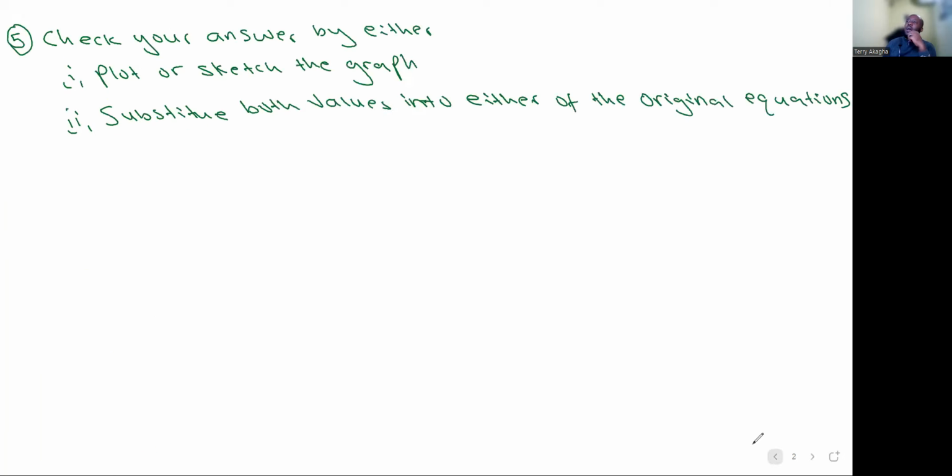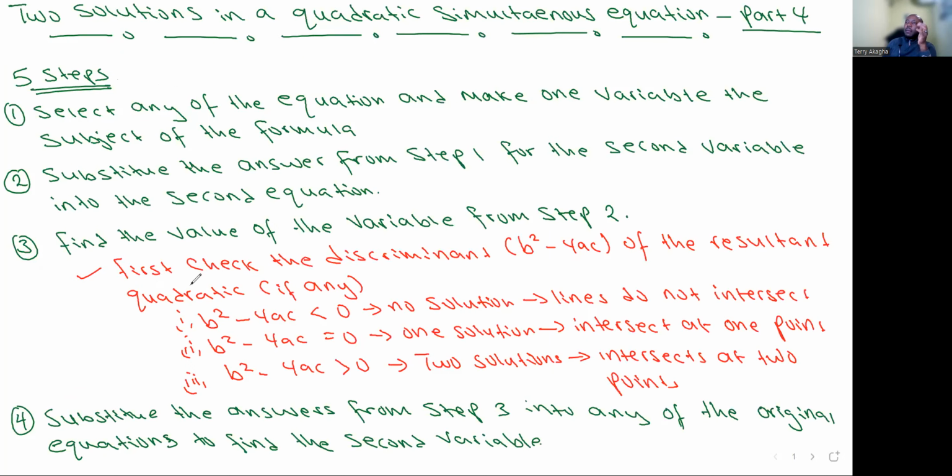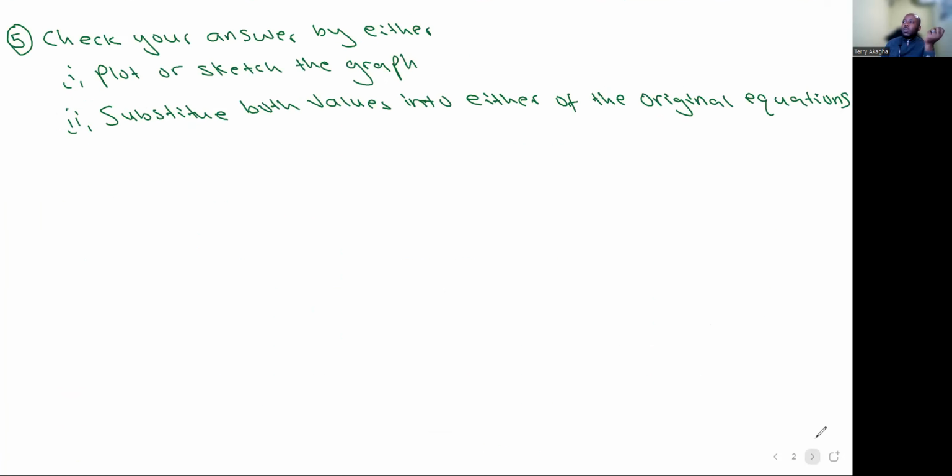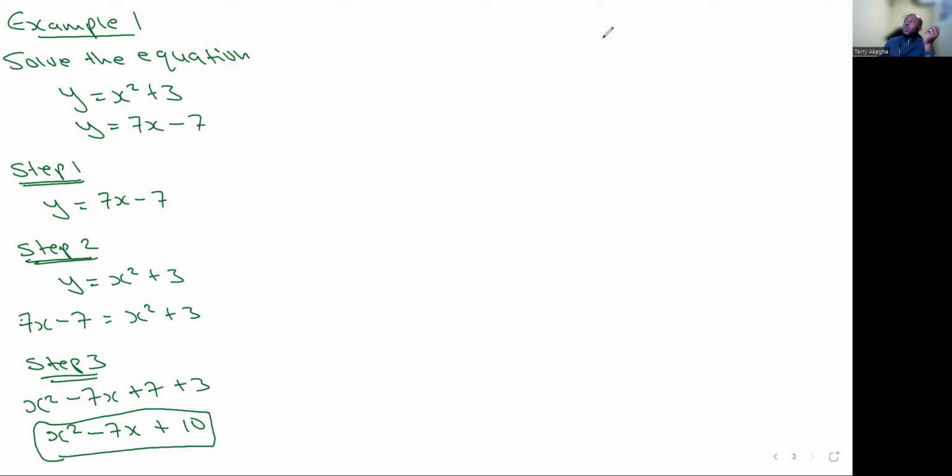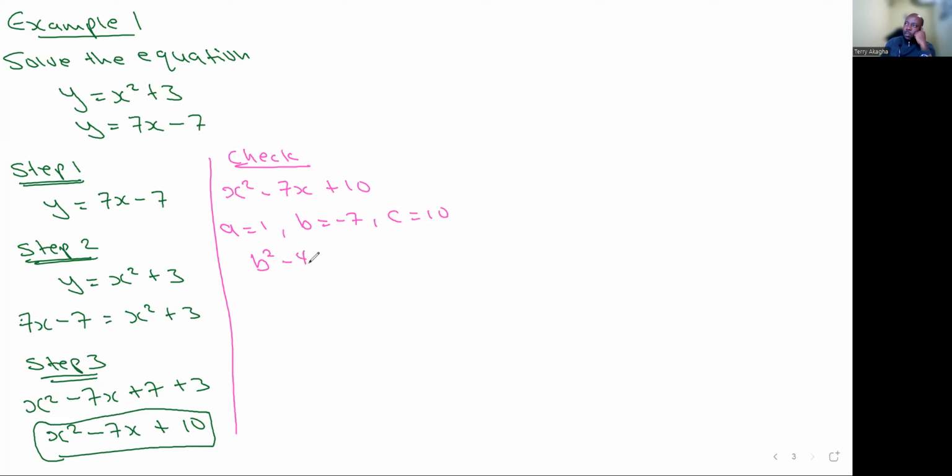If you look at the steps, I said that you have to first check the resultant quadratic to see if the discriminant is greater than 0, less than 0, or equal to 0. So let us check it now. We're checking the x squared minus 7x plus 10. That means a is equal to 1, b is equal to minus 7, and c is equal to 10. And we have b squared minus 4ac.